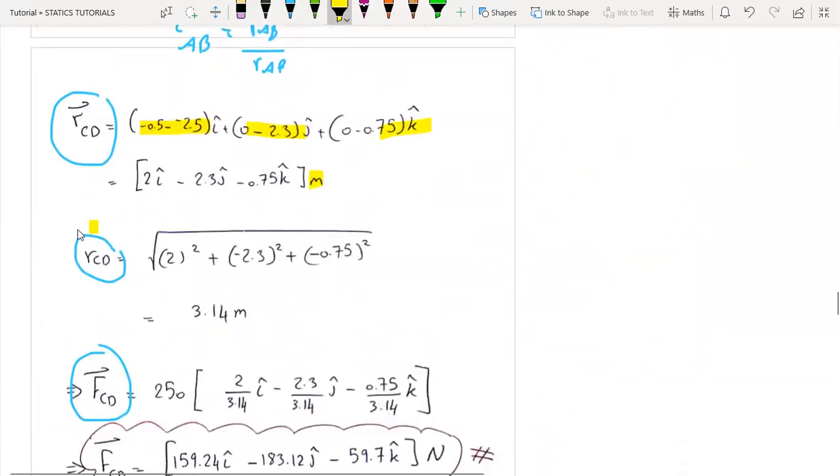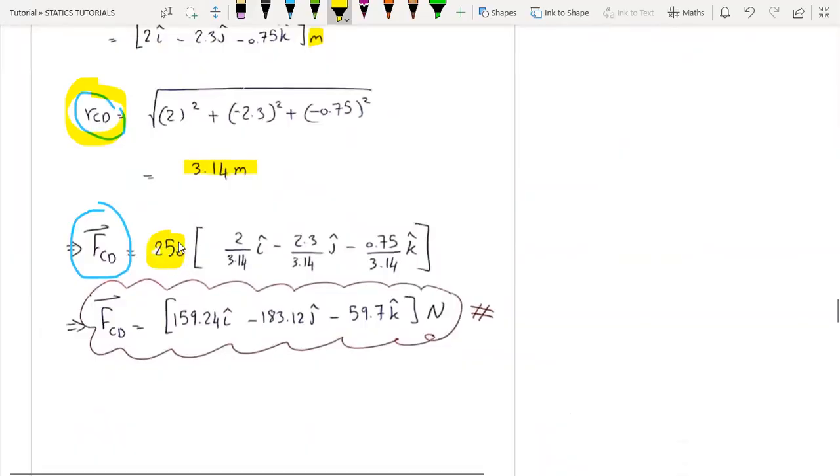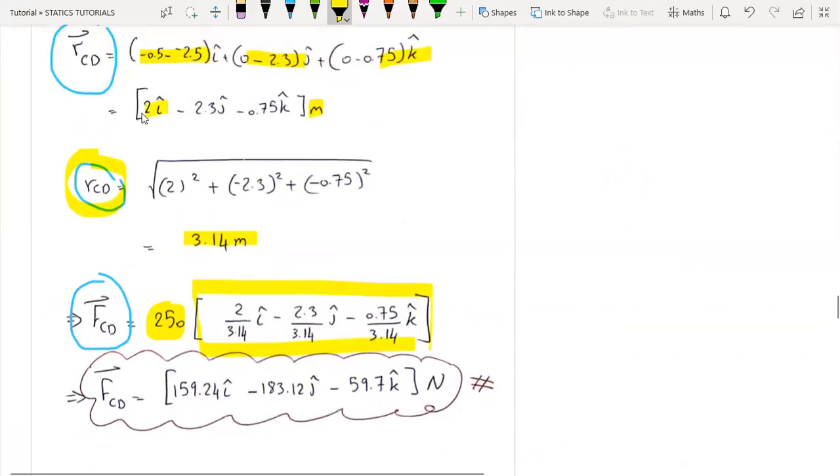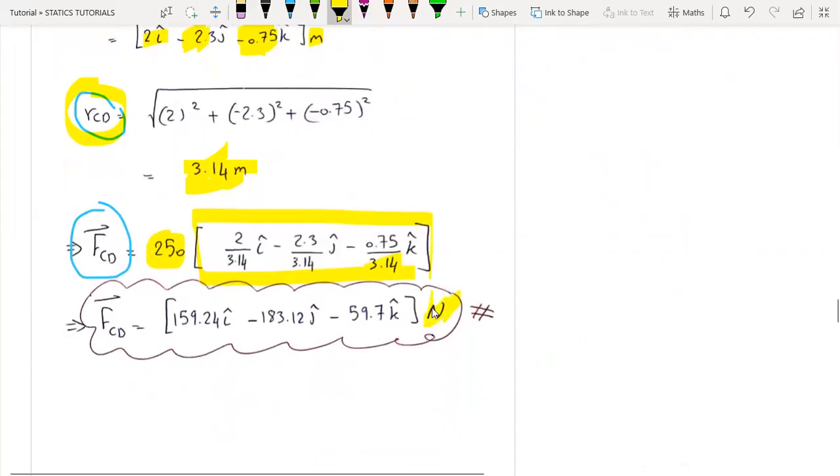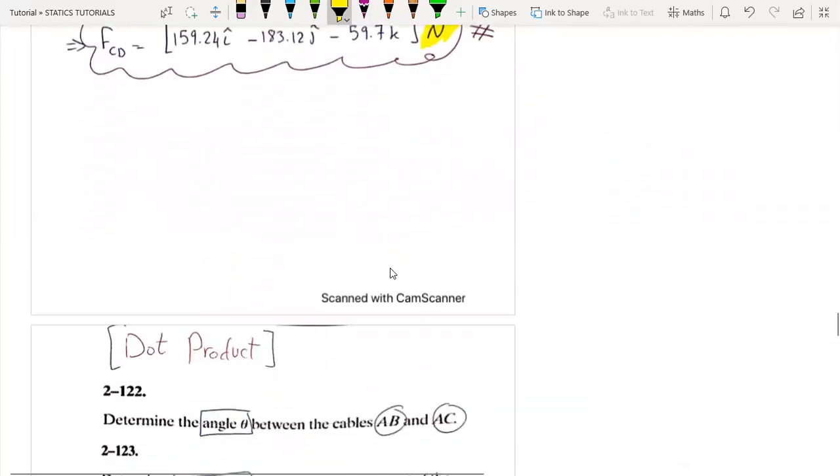And also we will find the magnitude, and then we will construct FCD in the Cartesian vector form. So 250 is given in the problem, and I multiply it by the unit vector of CD, which is 2 over the magnitude i hat, minus 2.3 over the magnitude j hat, minus the z component 0.75 over the magnitude k hat, and we will get the result in newtons.